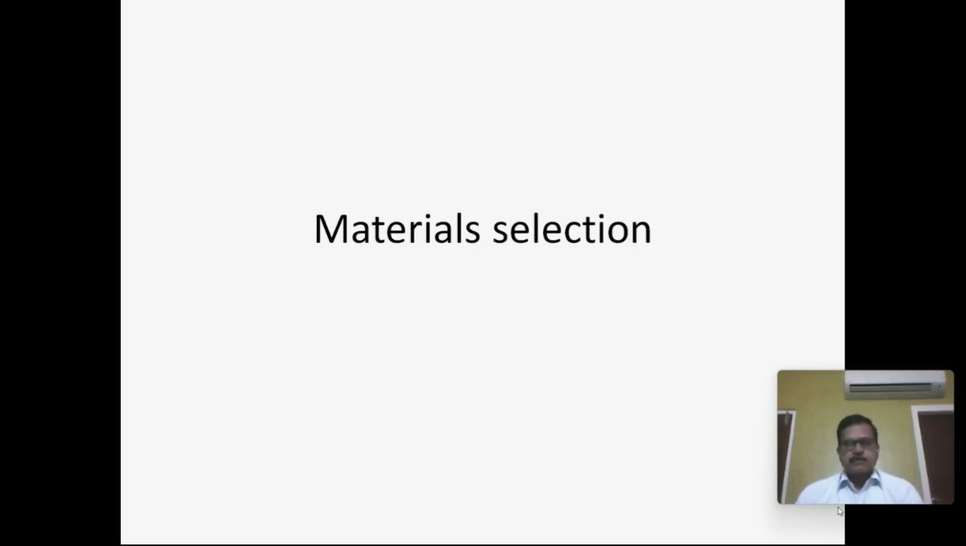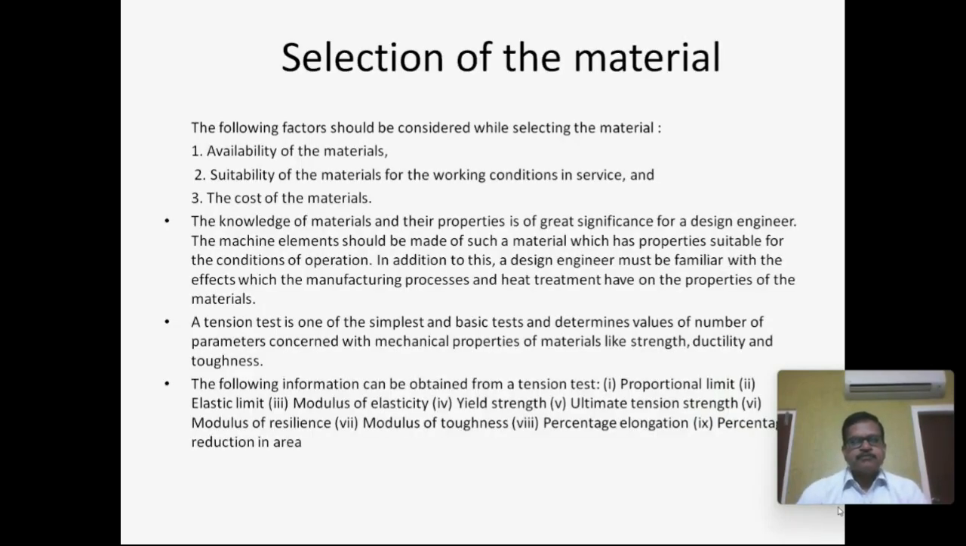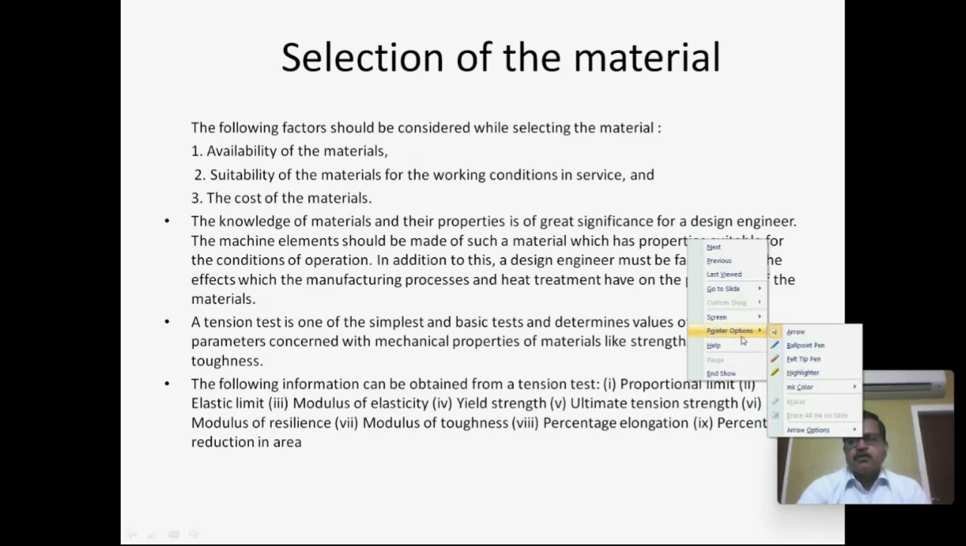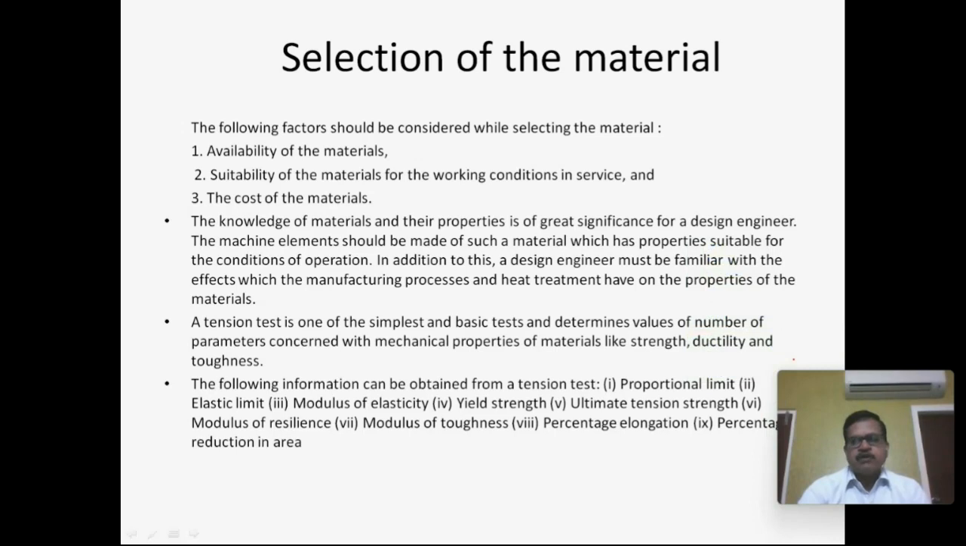So in this class, we are going to discuss the material selection. Selection of materials depends upon three parameters. One, the availability of the materials, and second, the suitability of materials for the working conditions, and third, the cost of the materials. So these are the important factors on which selection of a material for a particular product depends.